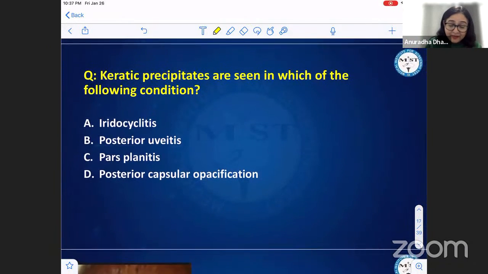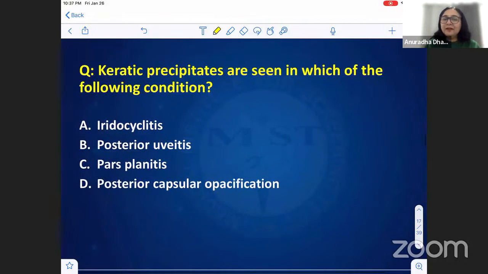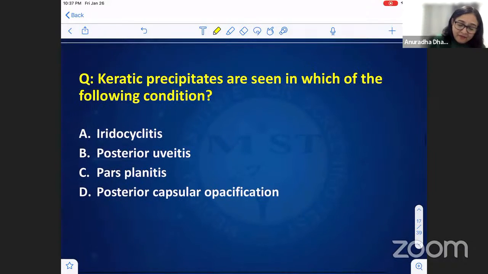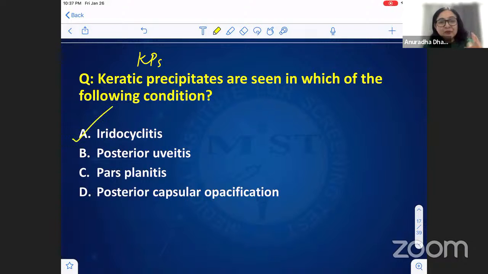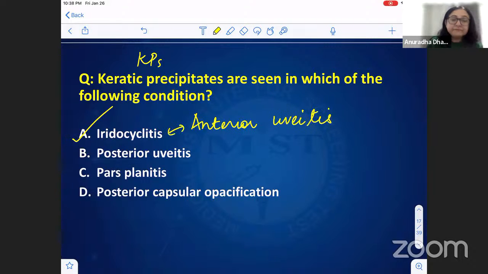Moving to the next question, again very straightforward, and I'm sure all of you again have marked this one as right. Keratic precipitates are seen in which of the following condition? KPs, keratic precipitates. We have kind of done it as a mantra almost, that we see keratic precipitates. They are a feature of anterior uveitis, which is also called iridocyclitis. Okay, so that is a feature of iridocyclitis, or another terminology which we use here is anterior uveitis.